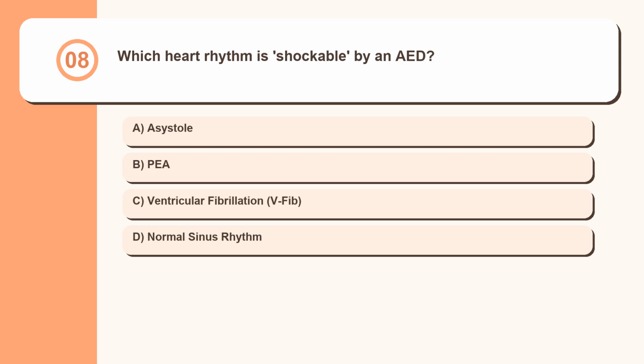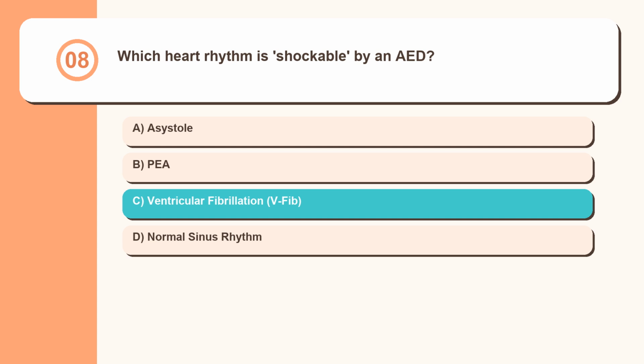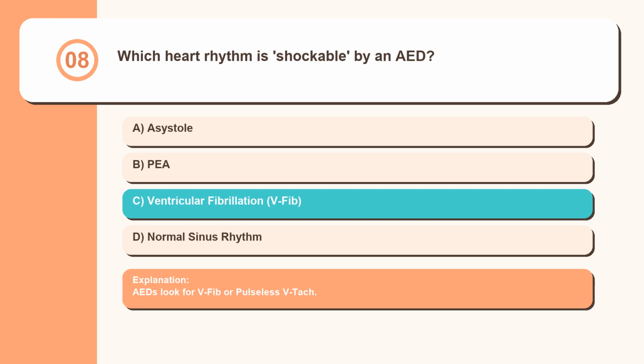Question 8. Which heart rhythm is shockable by an AED? Asystole, ventricular fibrillation, VFib, normal sinus rhythm. AEDs look for VFib or pulseless VTach.